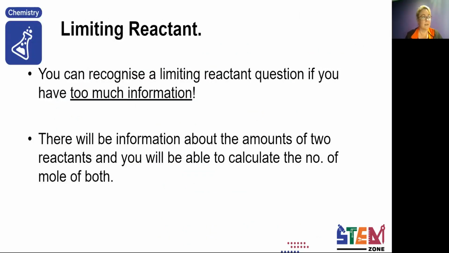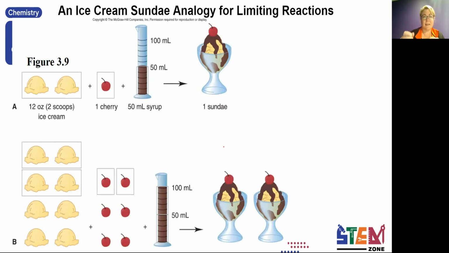All right, limiting reactants. So this is where you recognize this by you have too much information, okay? Too much information. And you can calculate the number of moles of more than one thing, yeah? So an example is, you know, you have an ice cream sundae, for example. What we're looking for is what's going to run out first. And that's the thing that's going to limit your reaction, because once that's run out, it's not proceeding any further. It's not going to keep going because they've run out of a reactant.